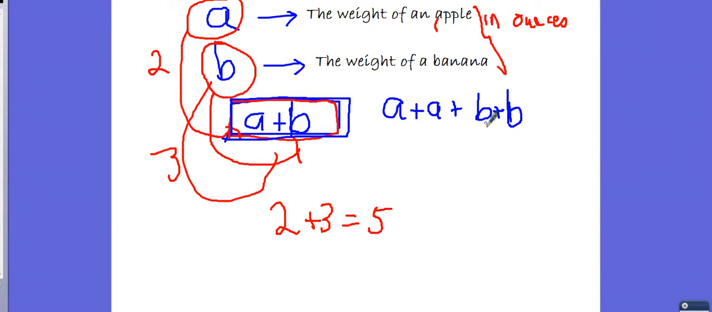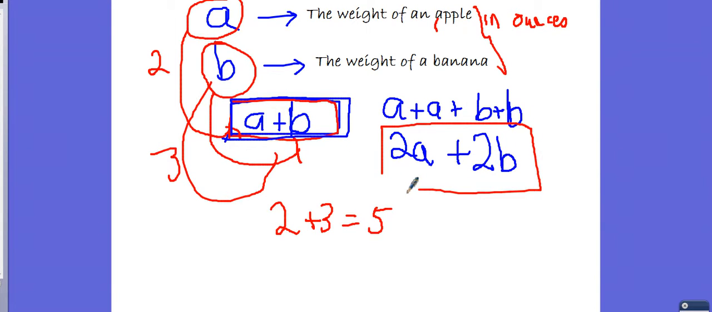And similarly, in English, we wouldn't write down the weight of an apple plus the weight of an apple plus the weight of a banana plus the weight of a banana. We would write down the weight of 2 apples plus the weight of 2 bananas. So when you see algebraic expressions, if you're told what A plus B is, this should make some kind of sense to you. If you know that A is the weight of an apple and B is the weight of a banana, when you see an expression like this, you should know that this is the weight of 2 apples plus the weight of 2 bananas.